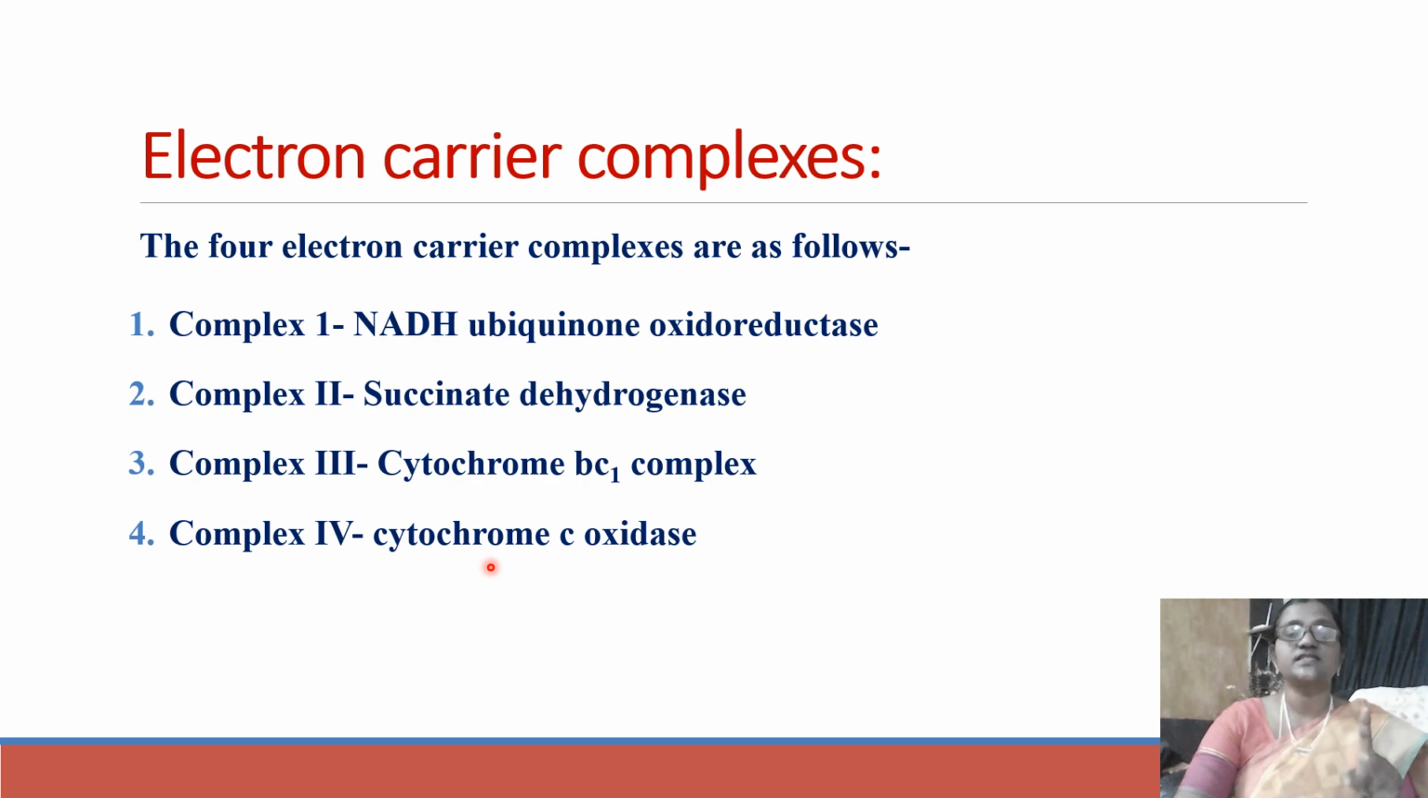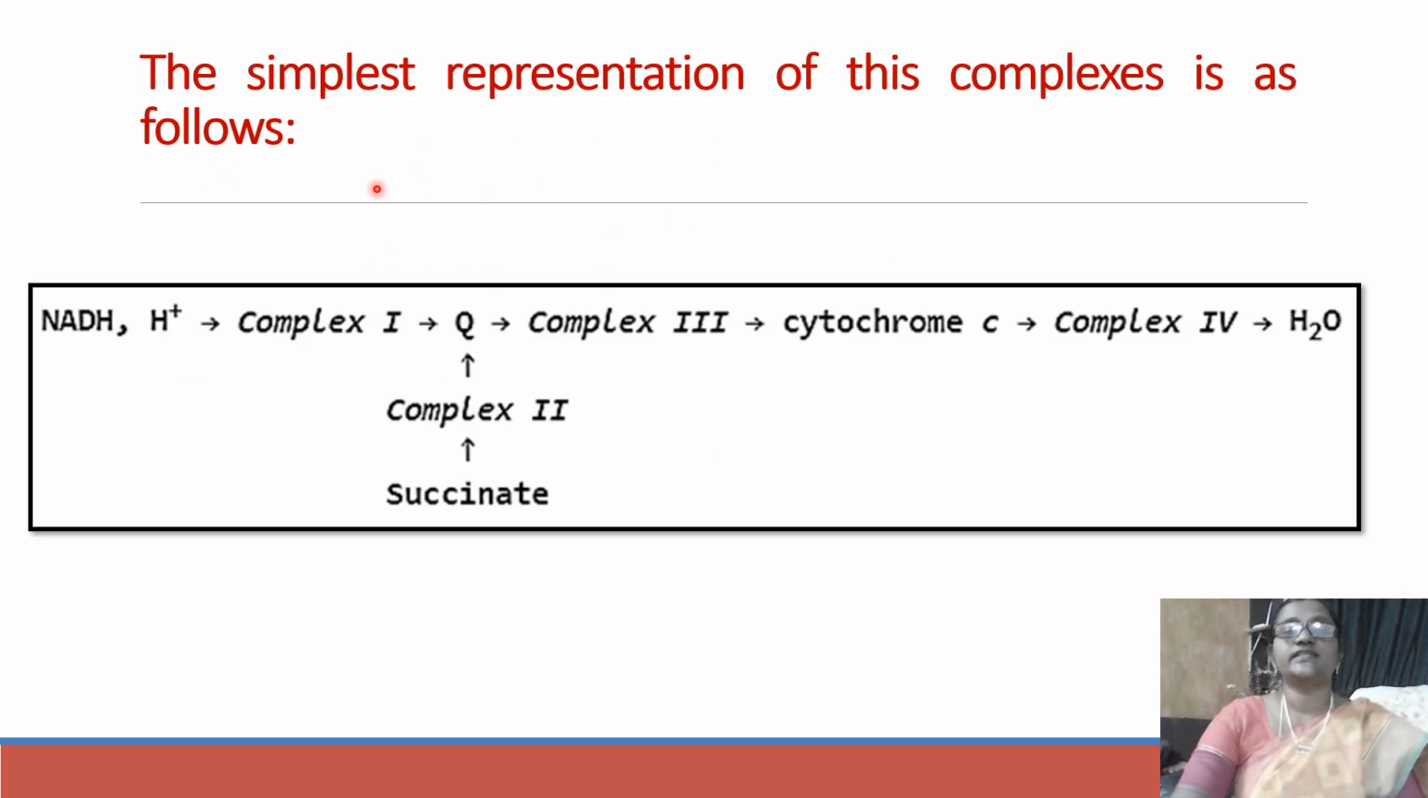Once again, complex 1 is NADH ubiquinone oxidoreductase, complex 2 is succinate dehydrogenase, complex 3 is cytochrome BC1 complex, and lastly complex 4 is cytochrome C oxidase. Let us see each of these in detail. Before going into details, the simplest representation: NADH plus H+ goes to complex 1, then to ubiquinone, followed by complex 3, to cytochrome C, then to complex 4, and then water formation takes place. Here you have complex 2: from succinate, FADH2 directly through complex 2 transfers the electrons to ubiquinone and then the flow continues.